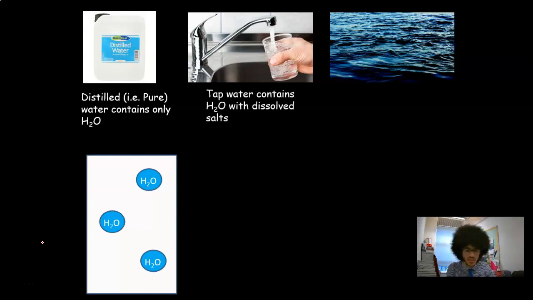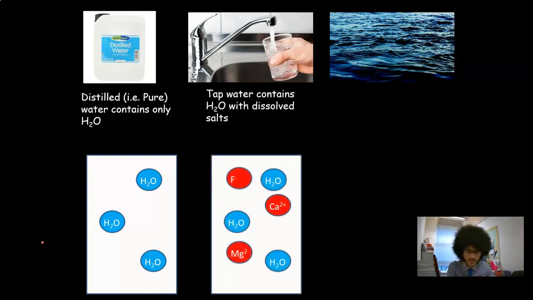Now, tap water contains H2O, obviously, and it also contains other salts which have dissolved in it. Okay, so you might have some fluoride ions, and you might have some calcium ions, and you might have some magnesium ions, and you might have some other ions as well alongside that. Some of them have been added on purpose, some of them haven't, okay? And that's one type that you have.